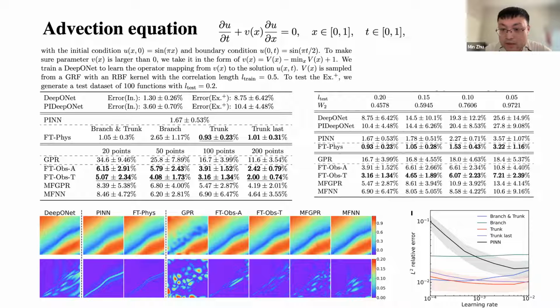Fine-tuning with the branch performs worse than other approaches regardless of the learning rate. Fine-tuning with the entire DeepONet, fine-tuning with the trunk net, or fine-tuning with the last trunk layers perform similarly and reach a lower error of about 1% at any learning rate between 10^-2 and 10^-4.